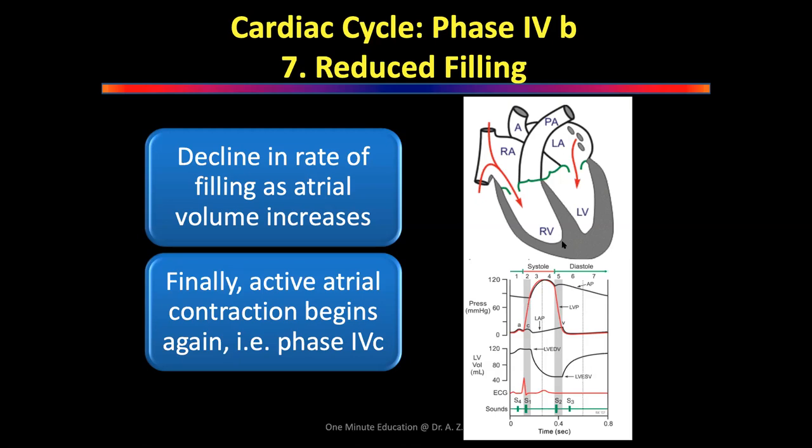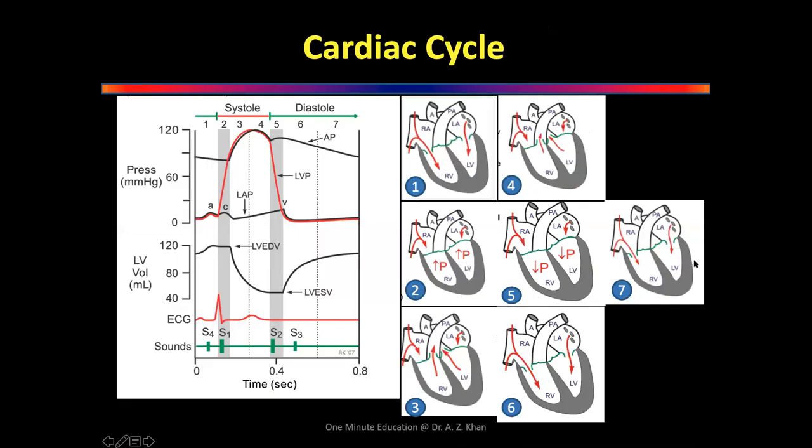Okay. Sir, may I please? Yeah, who is it? Sir, this is Rishabh, sir. Yeah, you have to identify yourself. Yeah, Rishabh. Sir, the T wave is falling almost on the junction of 3 and 4. So shouldn't it be more on the relaxation of the ventricle during the diastole?